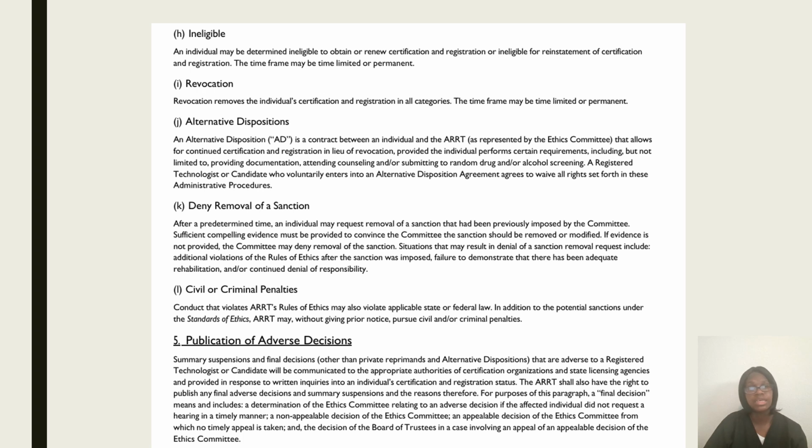Then there are different things where your license or your certification can become ineligible for renewal, or can become revoked. So just make sure that you are doing what you should be doing so that your license does not fall under this category.